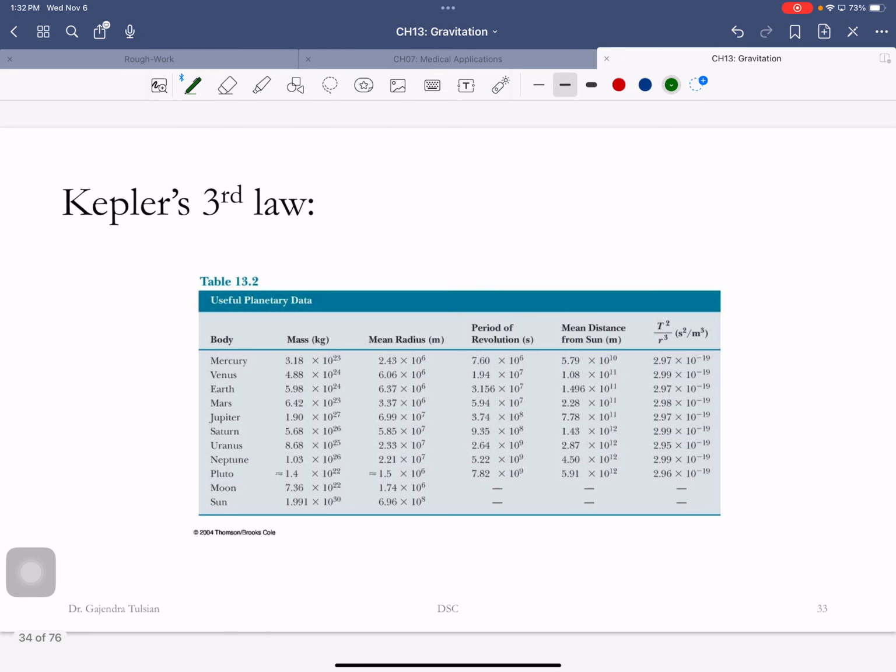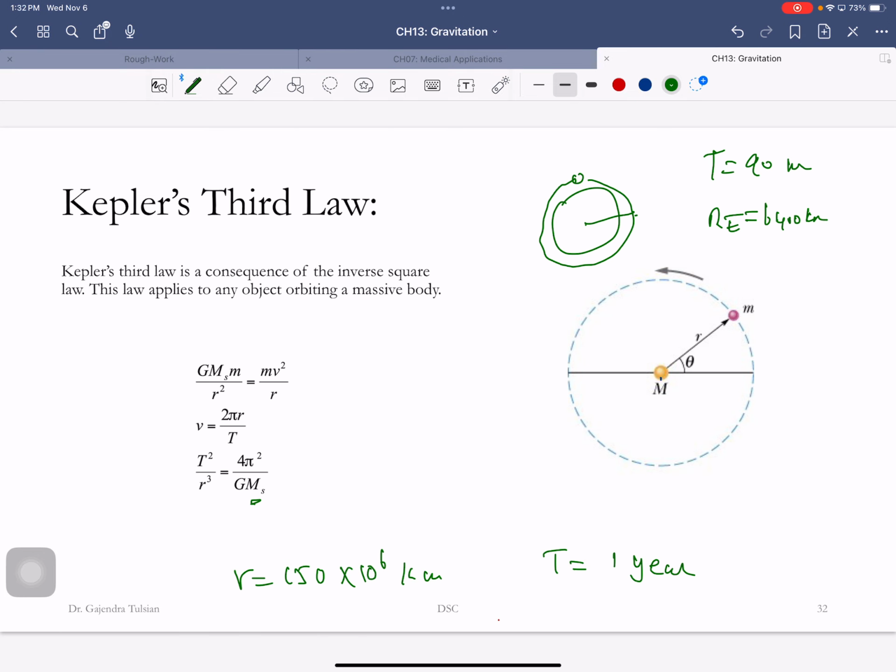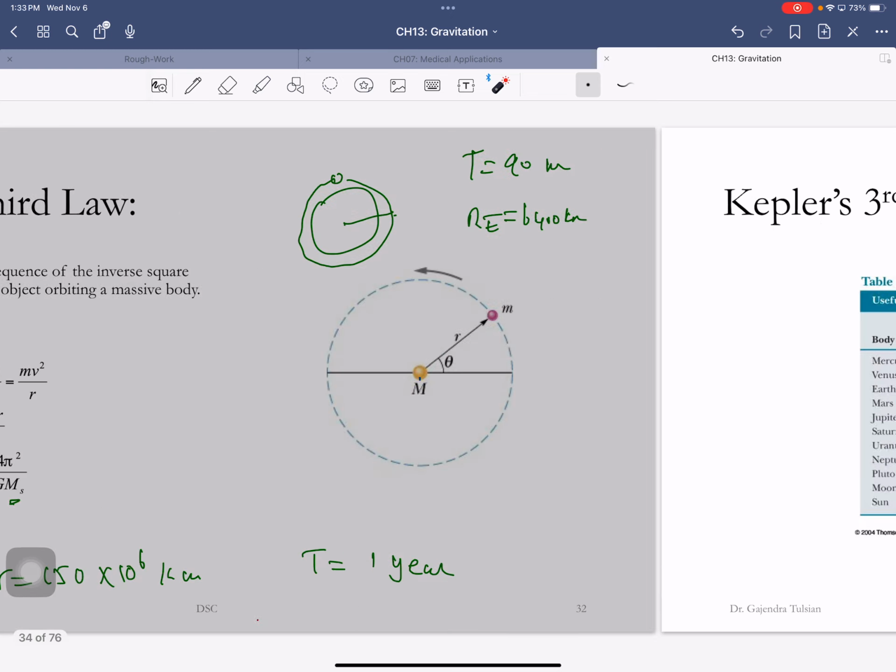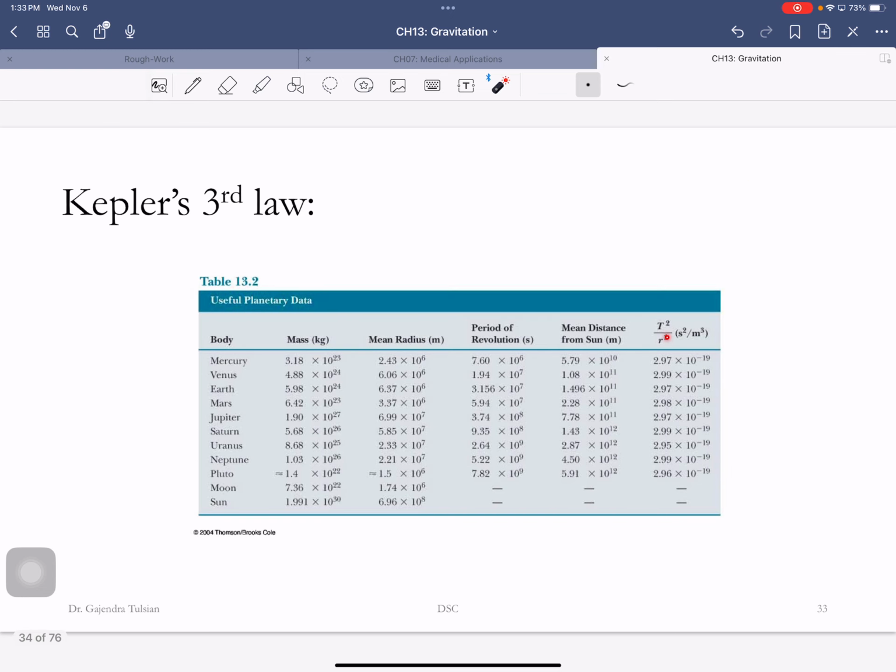Right, so here's the amazing part. Kepler didn't know that the constant was related to the mass of the sun. But he knew the 9 planets, their orbital periods and their orbital radii, and he calculated that for all the planets. And he got the same number. That's Kepler's third law.